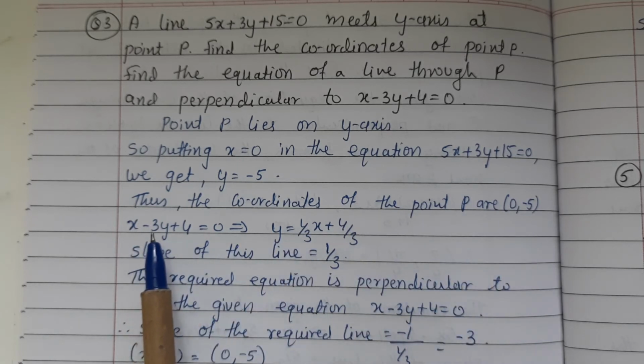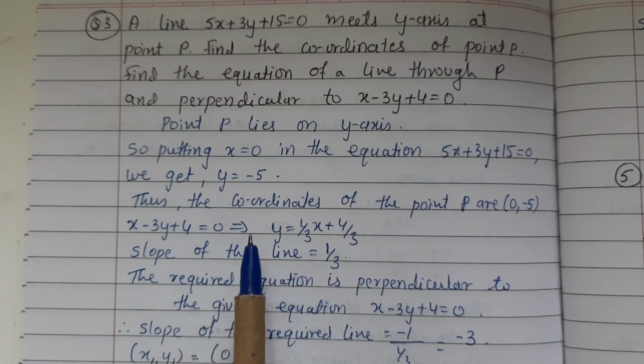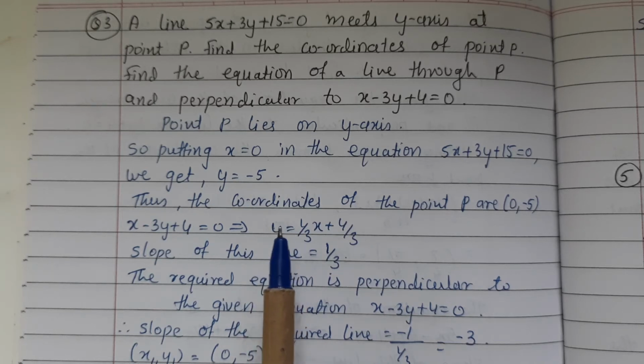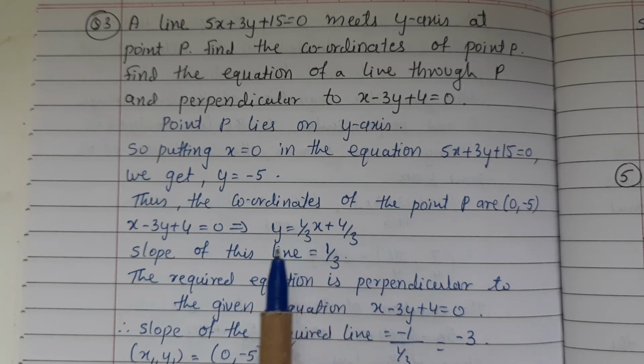x - 3y + 4 = 0. We'll first find the slope of this line. It means y = 1/3 x + 4/3. The slope of this line is 1/3. The required line is perpendicular to the given line, which is x - 3y + 4 = 0.